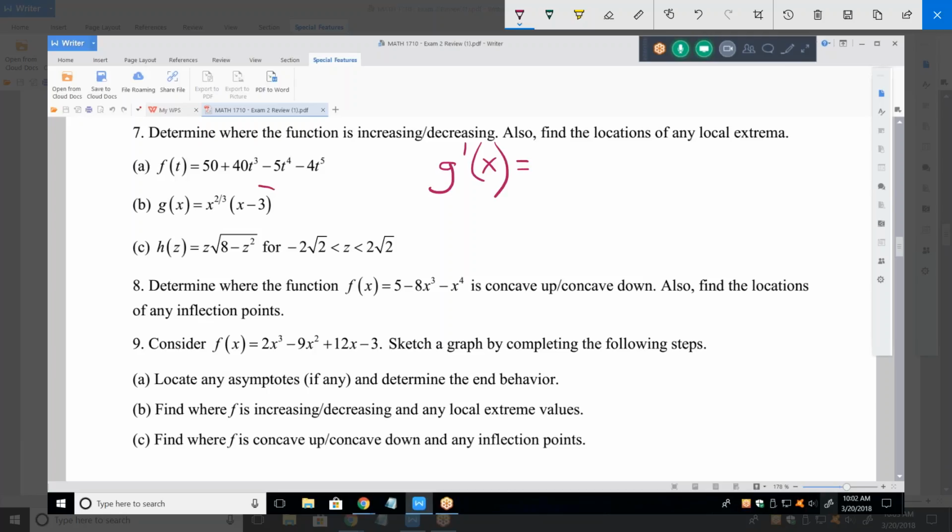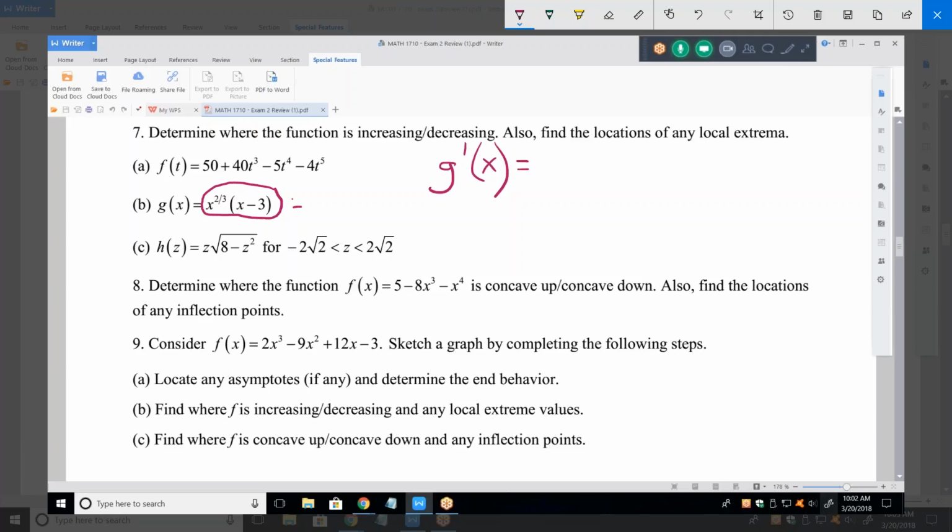First of all, I want you to look at that function. What's the easiest way to take the derivative of that? There are two ways to do it. Which is the easiest one? Distributing it first or using the product rule? Product rule. Well, the only thing is we can distribute it really easily.